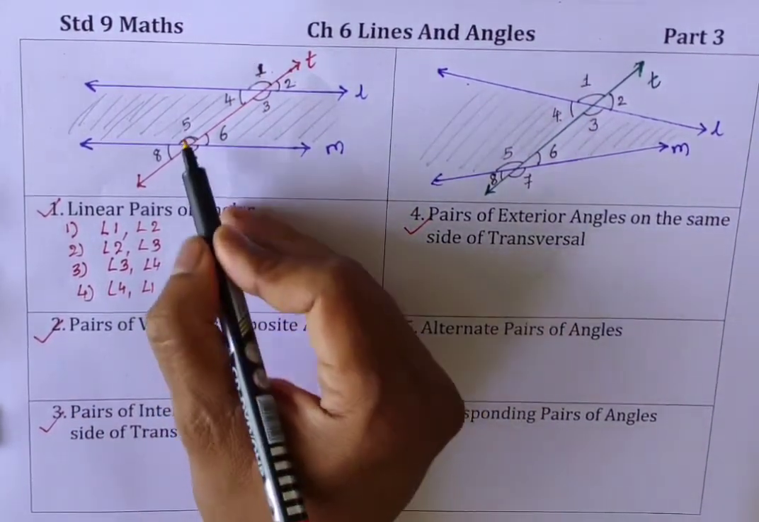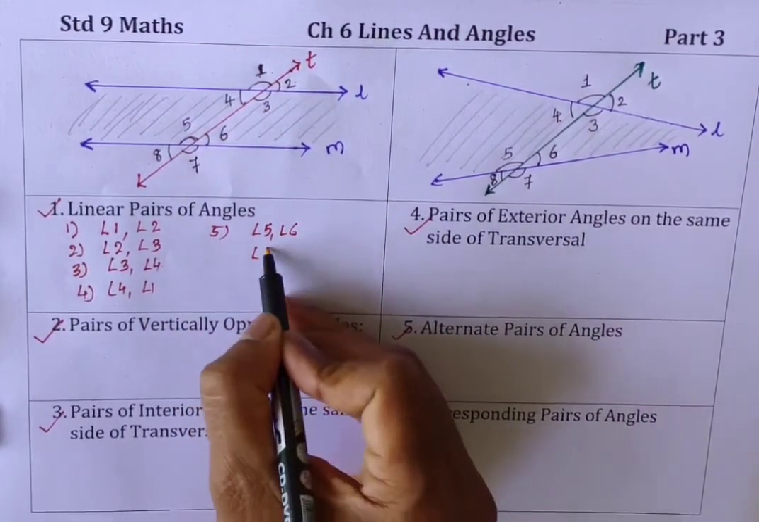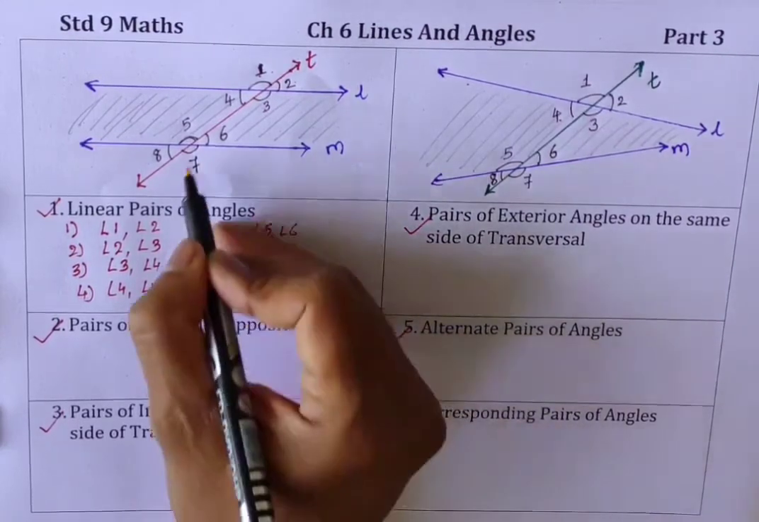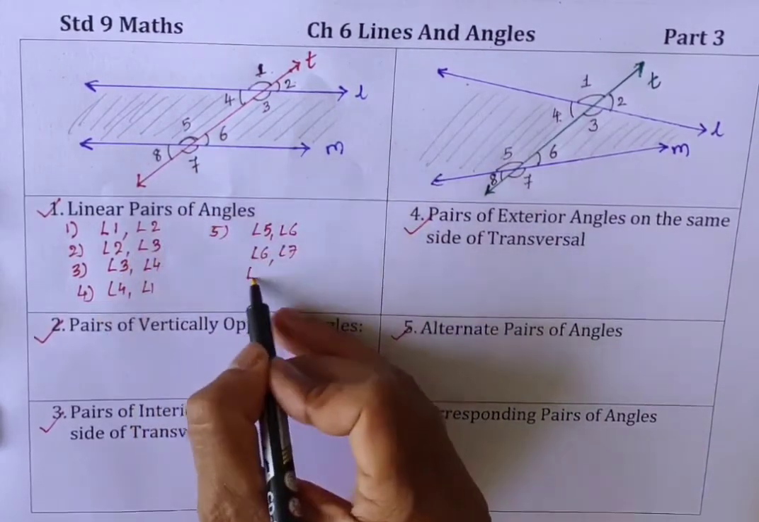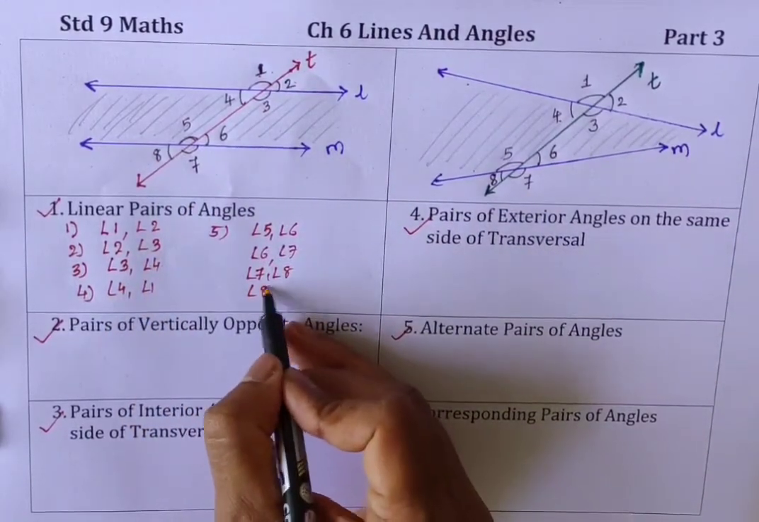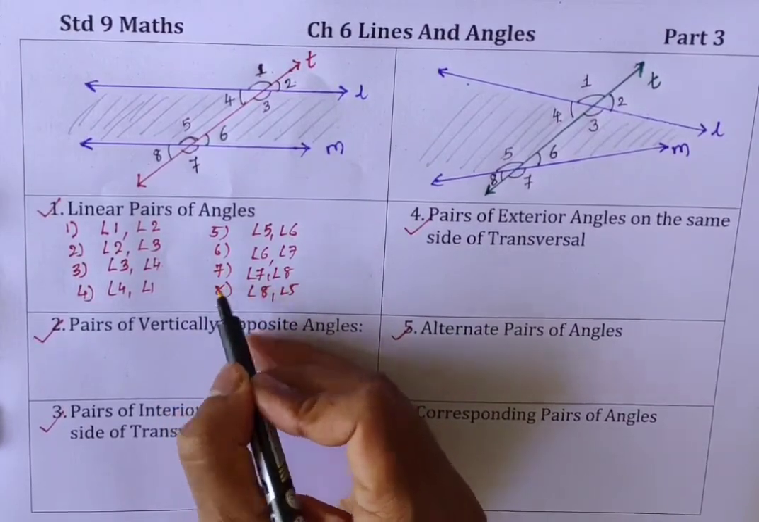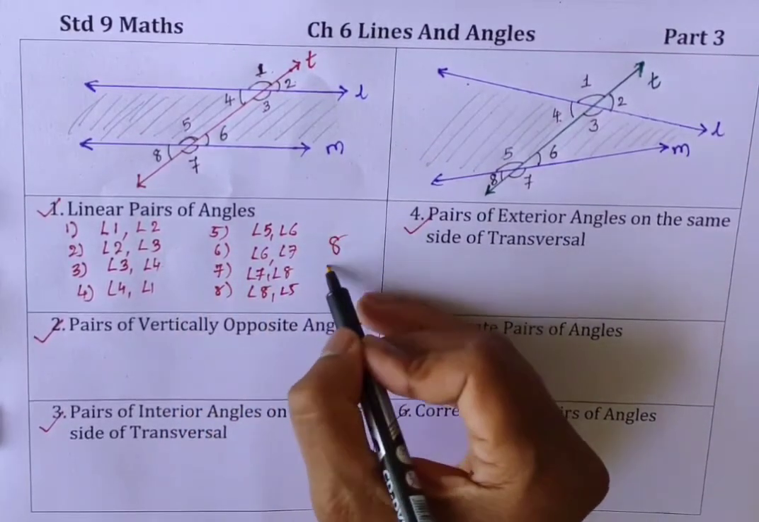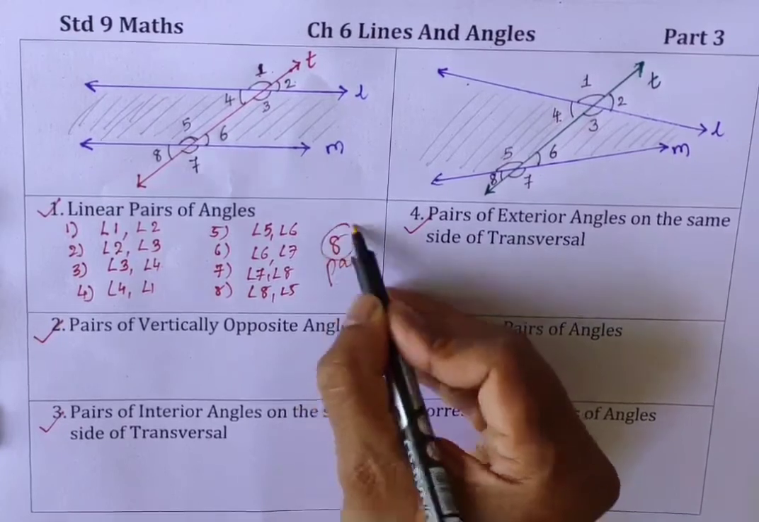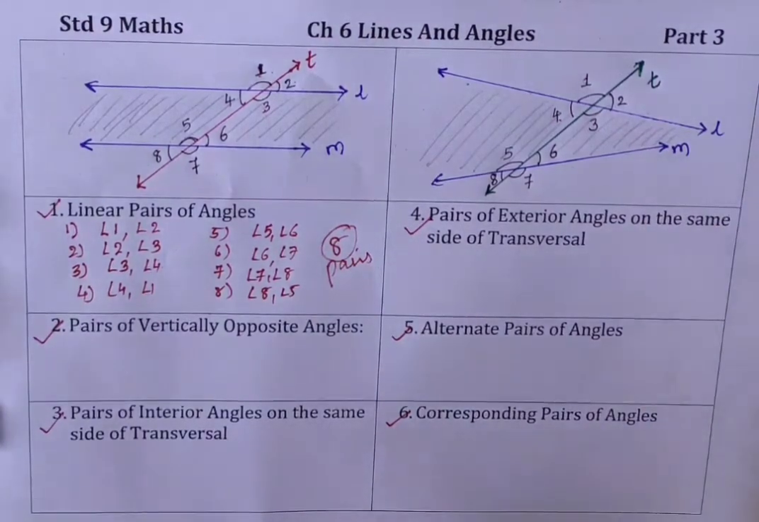Fifth pair also you get angle 5 and angle 6, then angle 6 and angle 7, angle 7 and angle 8, angle 8 and angle 5. So this is the 6th pair, 7th pair, 8th pair. So these are 8 pairs of linear angles formed by a transversal of two parallel lines or non-parallel lines.